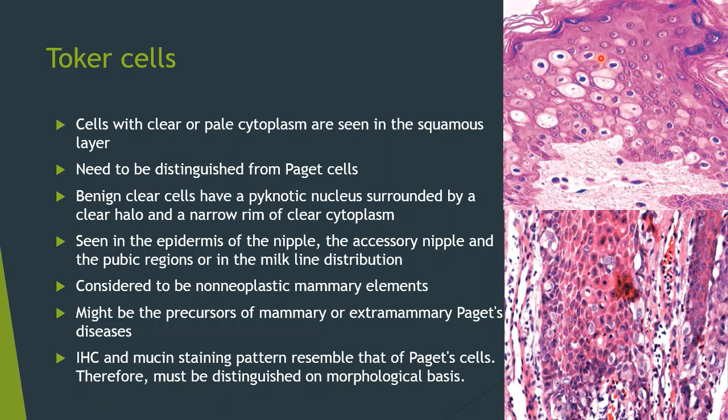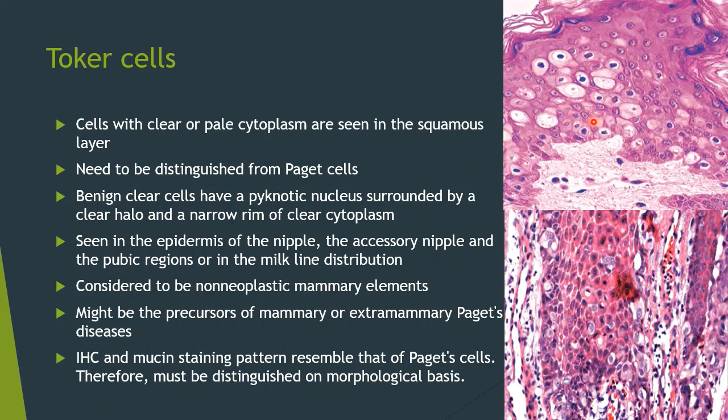There are some cells with pale cytoplasm seen in the stratum spinosum, which have a perinuclear halo around them. And these cells are called Toker cells, and they are supposed to be the non-neoplastic counterpart of the Paget cell, non-neoplastic mammary elements. As per the distribution, it has been found that they are seen in the epidermis of the nipple, the accessory nipple, and the pubic regions, or in the milk line distribution. So it is thought to be the precursor of mammary or extramammary Paget disease.